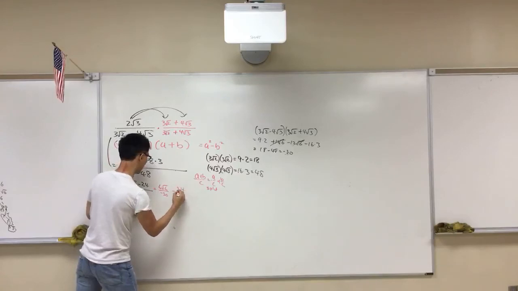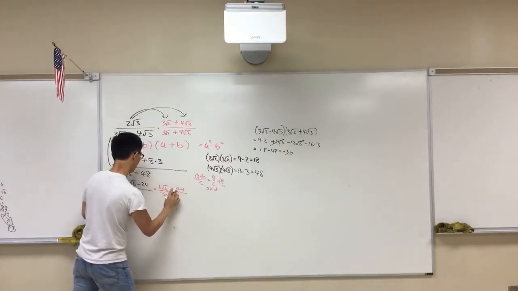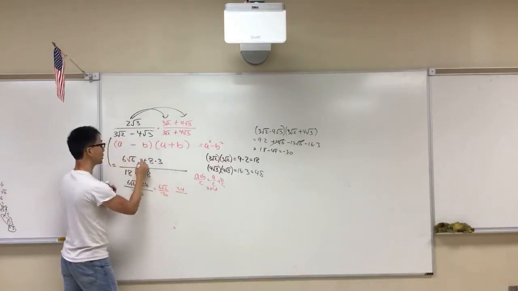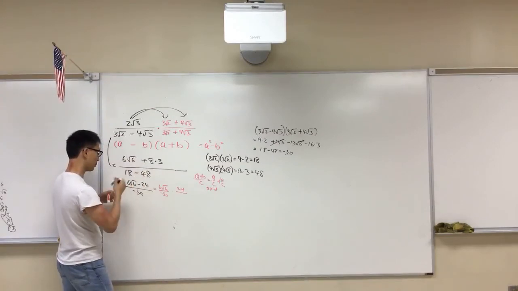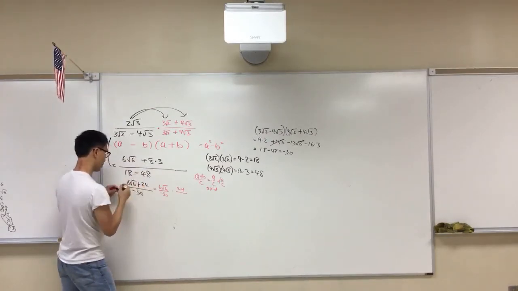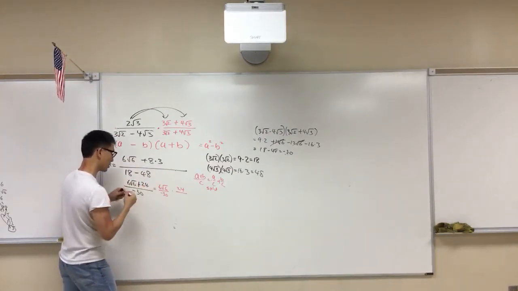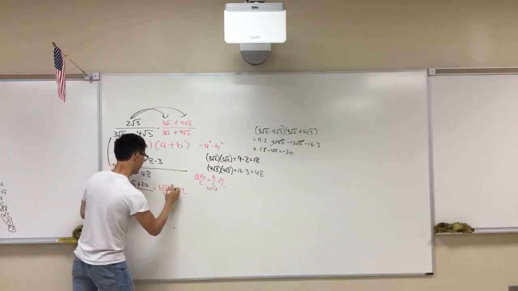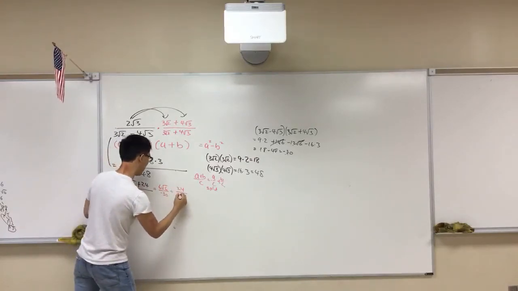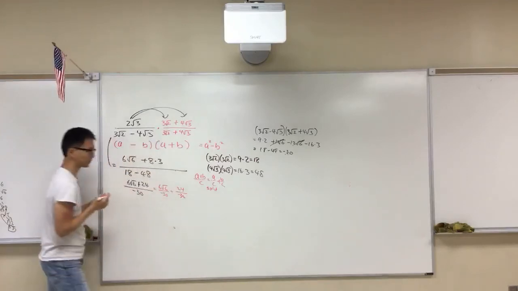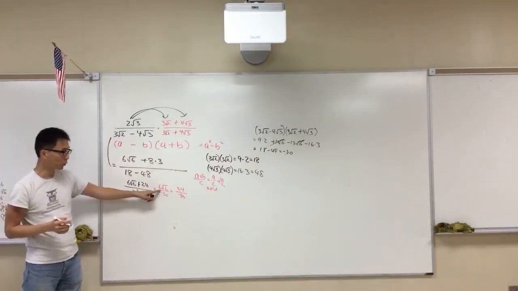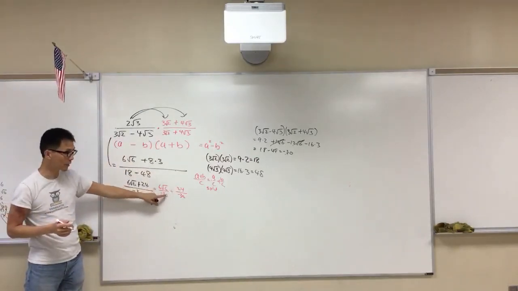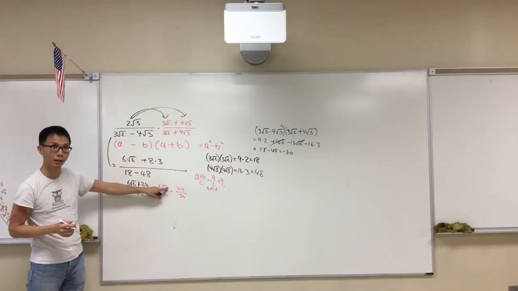minus 24 over, oh, this is plus, right? Sorry, this is plus. So this one is going to be plus 24 over negative 30. Now the 3 and 30 will cancel. 6 and 30 cannot cancel because the inside is radical.